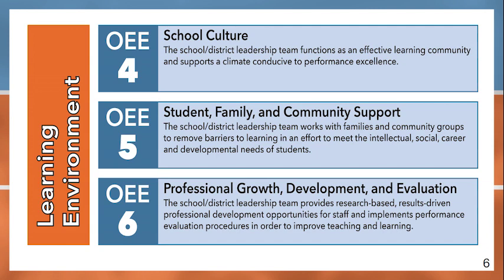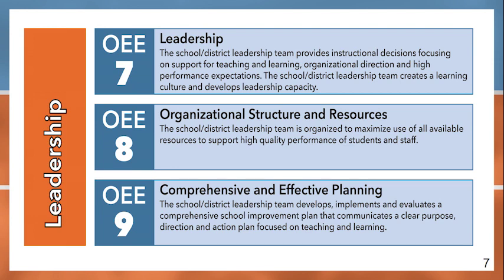The element of student, family, and community support deals with working with families and community groups to remove barriers to learning in an effort to meet the intellectual, social, career, and developmental needs of students. The third element in learning environment is professional growth, development, and evaluation. This element provides research-based, results-driven professional development opportunities for the staff and implements performance evaluation procedures in order to improve teaching and learning. The third pillar in the Oklahoma essential elements is leadership.